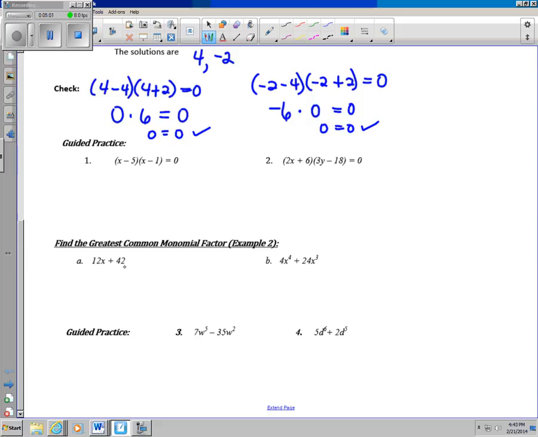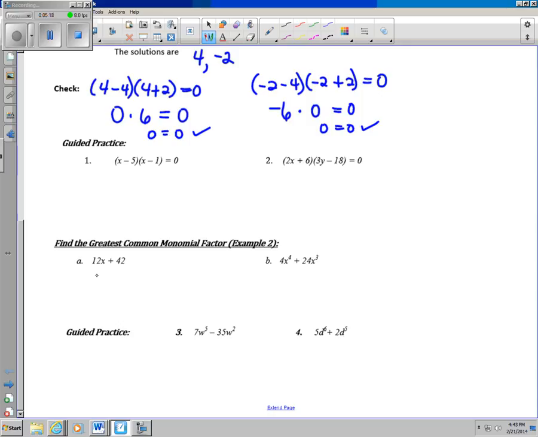Does 4 go into 12? Yes, but does 4 go into 42? No. What about 6? Does 6 go into 12 and 6 into 42? Yes. And then 12 does not. So 6 would be our greatest common factor between those two monomials.